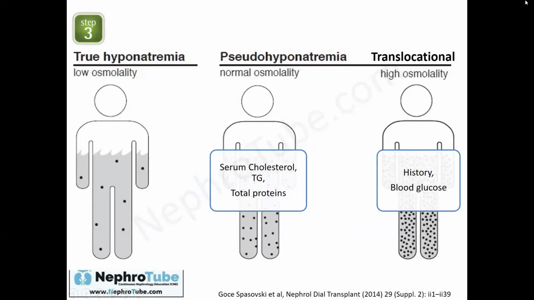For example, in pseudohyponatremia, you have to exclude hyperlipidemia by doing serum cholesterol and triglyceride levels, and exclude hyperproteinemia by doing a total protein level. And to exclude translocational hyponatremia, you can check the patient's blood glucose, and take the history of whether the patient had any hypertonic solution infusions.